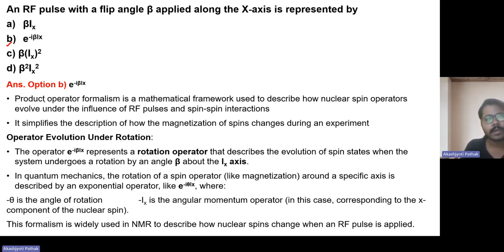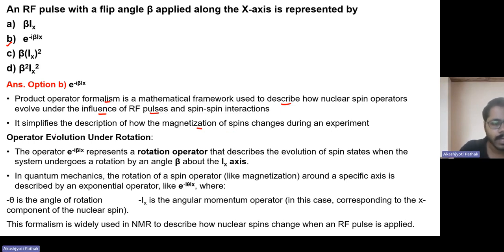So why is it necessary? Product operator formalism is a mathematical framework, and as you might already know, it is used to describe how nuclear spin operators evolve under the influence of radio frequency pulses and also under the influence of spin-spin interactions. So what is the use of this? Why go with this product operator? Because it simplifies the description of how the magnetization of spins changes during an experiment.